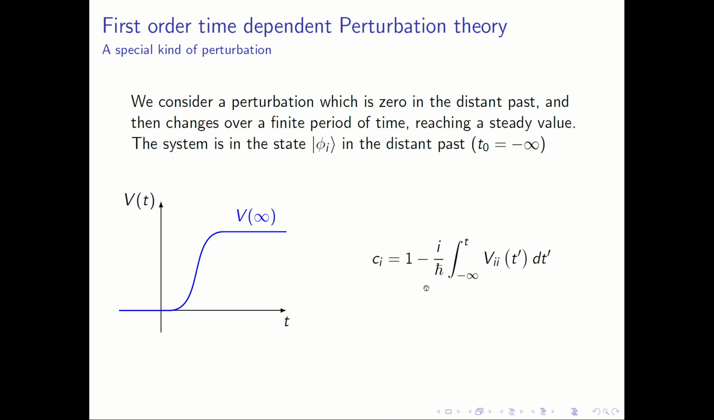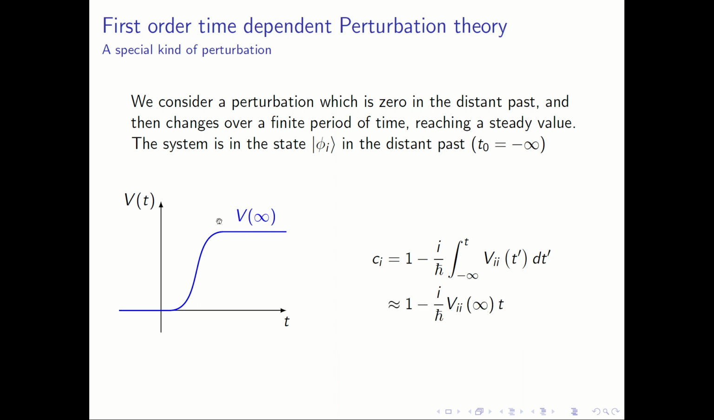So this is what you have, and because you are looking at the system in the distant future, this integral is a rather complicated integral. The integrand is 0 up to some time, then there is a time varying part, and then the integrand is steady at V_ii of infinity for a long time. So if t is a long time after the perturbation has steadied out, this integral for all practical purposes can simply be considered to be V_ii of infinity times t.